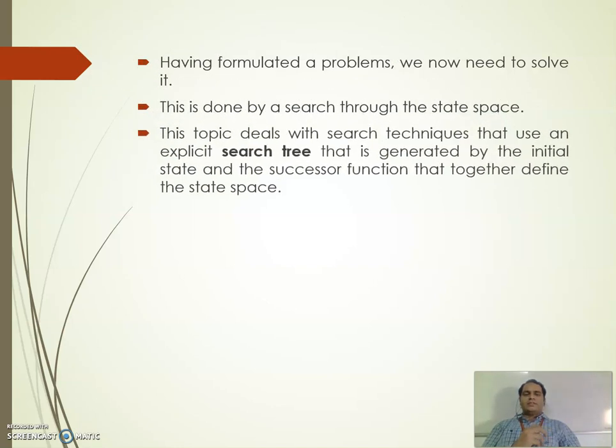Now, this topic deals with search techniques that use an explicit search tree. In this case, we are making use of a search tree that is generated by the initial state and the successor function, which together define the state space. The successor function gives us the next possible states which can be reached with the legal actions that can be performed on the particular state the agent is in.